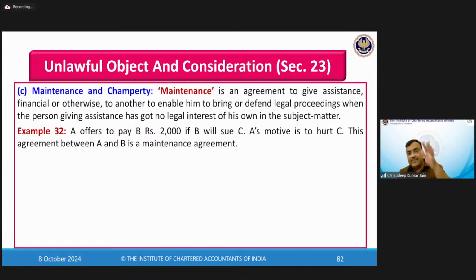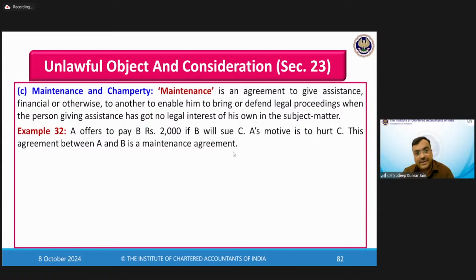Now, maintenance and champerty. Please listen. I'm giving you two examples, and these two examples will clearly make you understand the concept of maintenance and champerty, because this is again a point on which questions arise. Let's say A asks B, listen carefully, A asks B, please file a suit, and I will pay all expenses to you for this purpose. This is the case of maintenance.